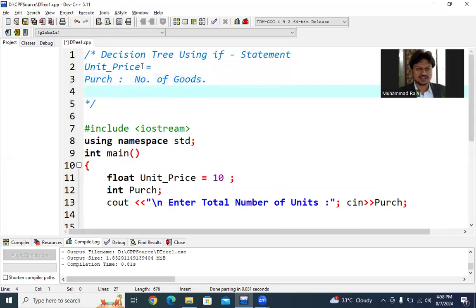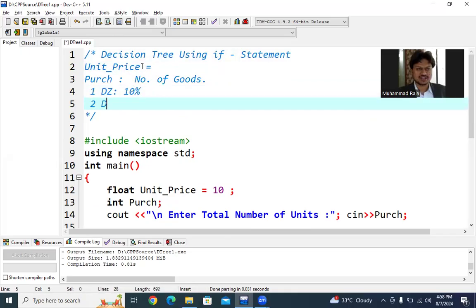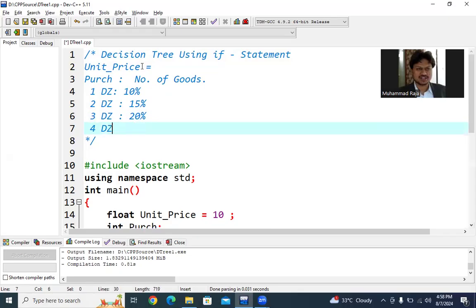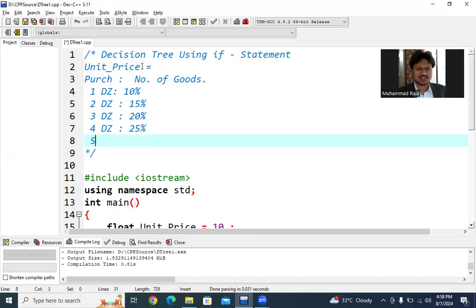Here we want to launch a regular scheme: if I purchase 1 dozen, I get a 10% discount. Similarly, 2 dozen should give me a 15% discount. The computer should calculate and show me that if I buy 3 dozen, I get a 20% discount. If I buy 4 dozen, I get a 25% discount. And anybody buying 5 dozen or more, anything above 5 dozen, we give a 30% discount.